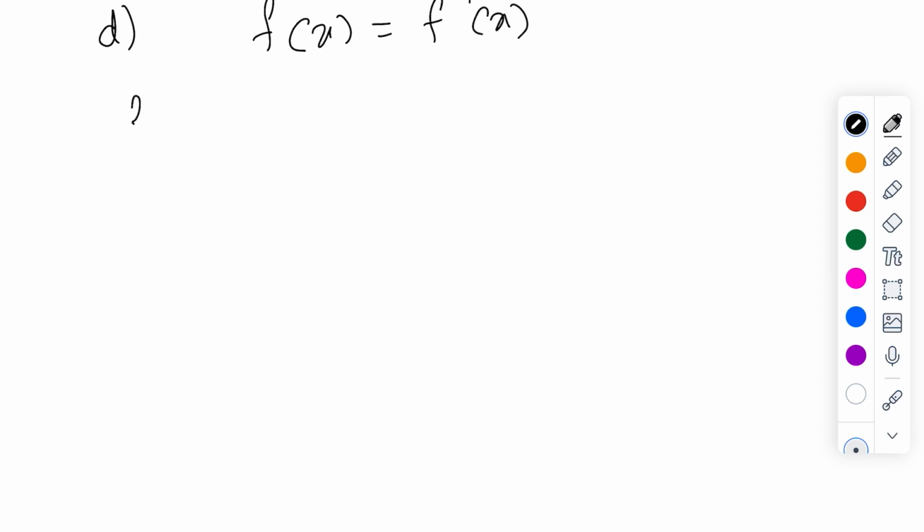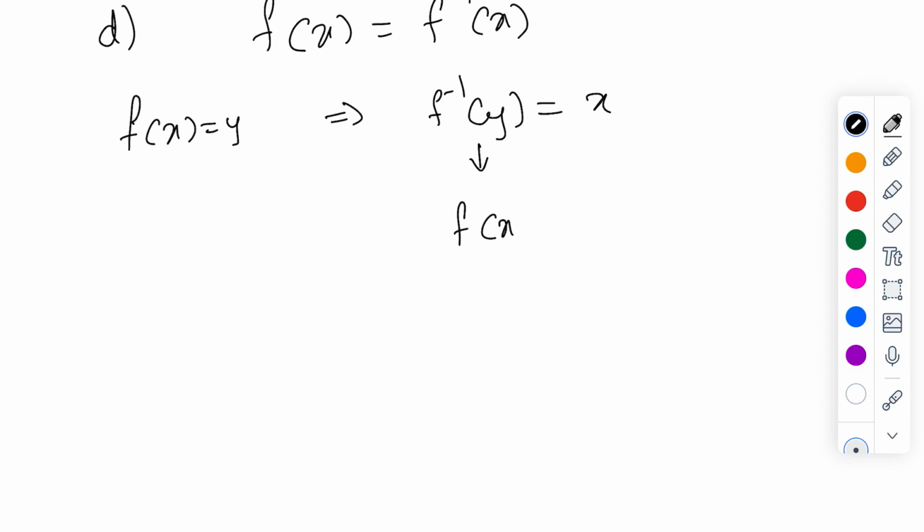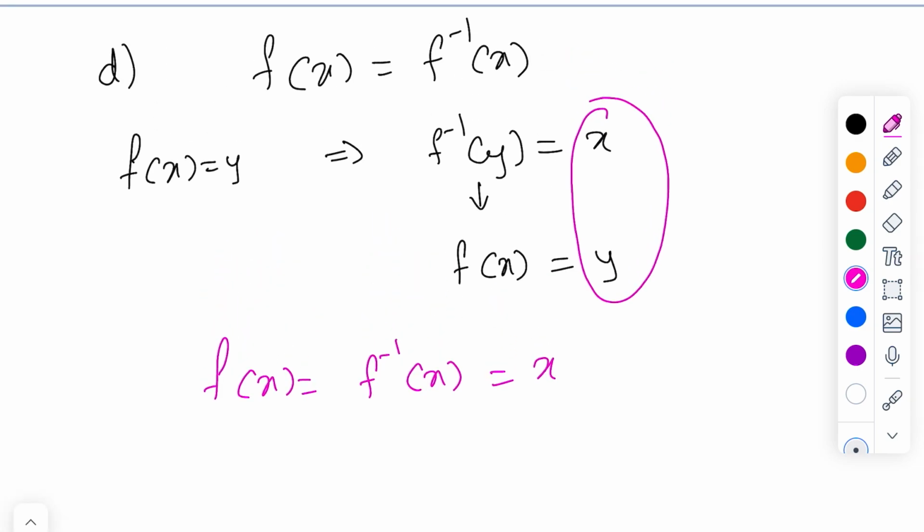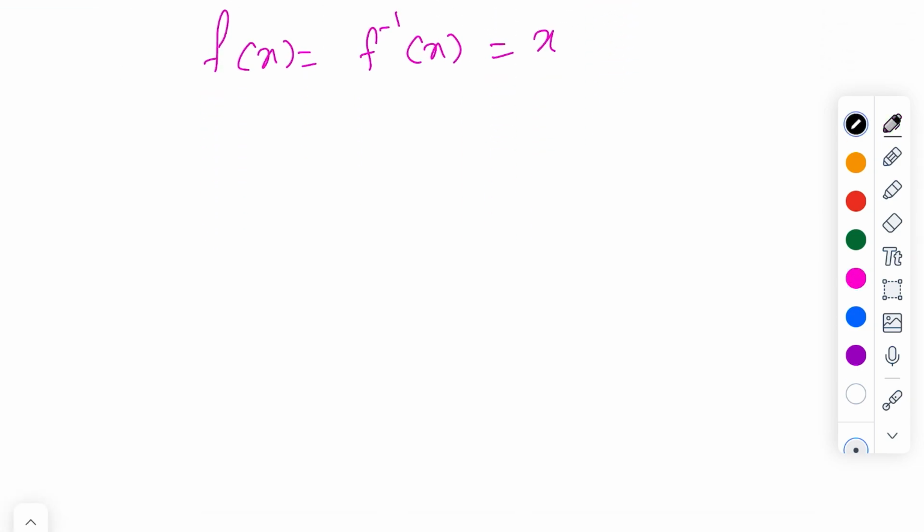So basically, when f of x equals y, then what does that mean? f inverse of y equals x. But he told that this is also nothing but f of x. They are equal. But f of x equals y. What does that mean then? x equals y. So what can I write? f of x equals f inverse of x equals x. So both are equal. So what is f inverse of x? We got it, x minus 1 whole square equals x.